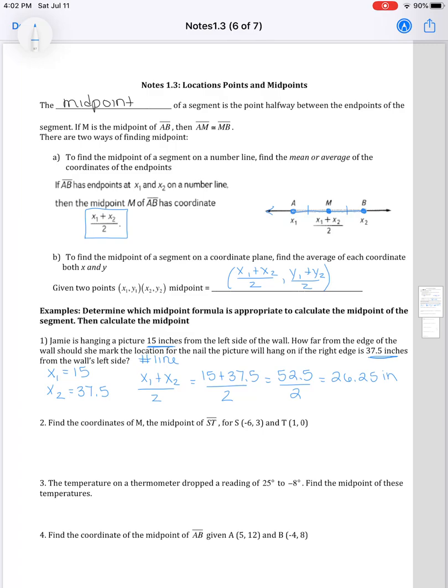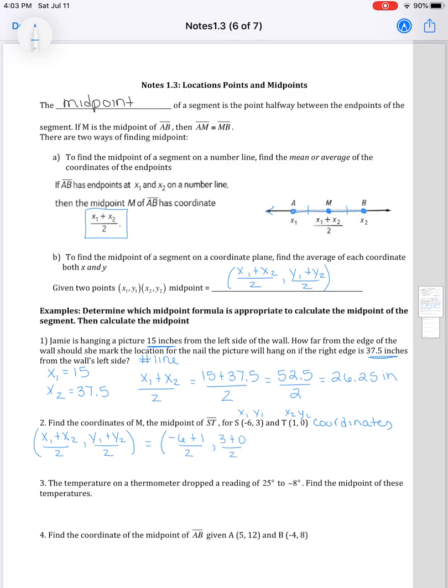For 2, it says find the coordinates of M, the midpoint of ST, for S and T given these points. So you're specifically given coordinates here. So we are going to use coordinates because you can see there's a clear distinction between example 1 and example 2. This is where you label x1, y1, x2, y2. The formula says we take the x's, add them up, divide by 2. We take the y's, add them up, and divide by 2.